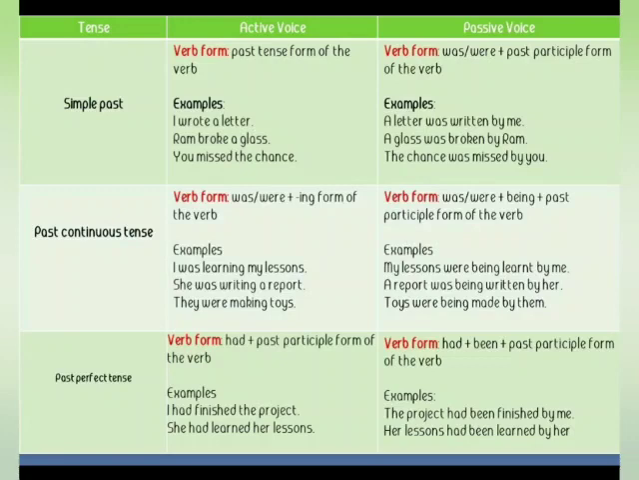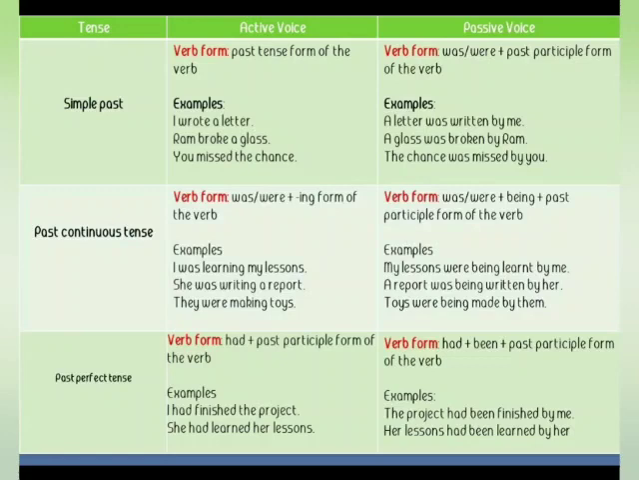In past continuous tense. I was learning my lessons. My lessons were being learned by me. She was writing a report. A report was being written by her. They were making toys. Toys were being made by them.